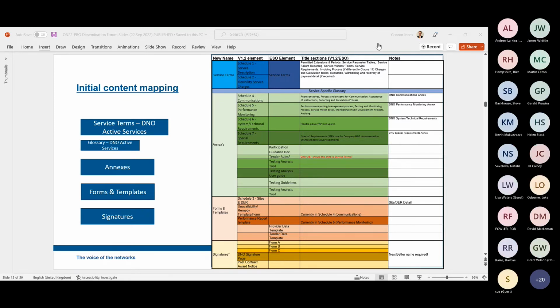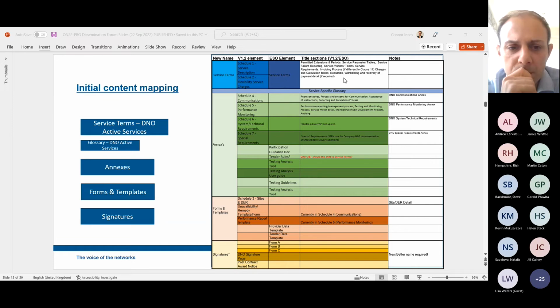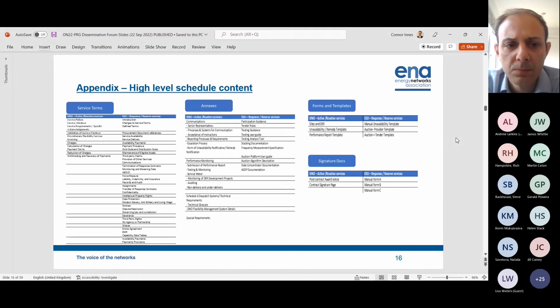So those of you familiar with it will be able to see that Schedule 7 and Schedule 5 under the version currently being used by the DNOs will now sit in the annexes, and the service description, for example, for version 1.2 will now sit in service terms. I'm not going to go through them all, but that's an example of where they're going to sit in the new structure. If you just move to the next slide.